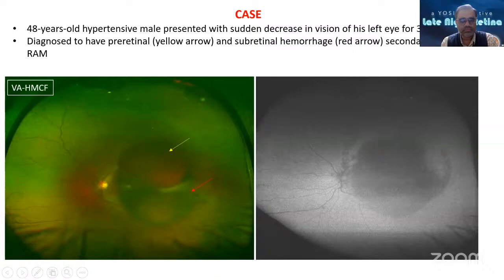A 48-year-old hypertensive male presented to us with a sudden decrease in vision in left eye for 3 days. Below, we can see the Optos fundus picture. The positive findings in the case were a pre-retinal hemorrhage along the superior arcade, depicted by a yellow arrow, and a red subretinal hemorrhage, depicted by a red arrow, along the inferior arcade, which is crossing both the arcades. On the side, we can see a fundus autofluorescence picture, which is showing a hypoautofluorescence depicting a fresh subretinal hemorrhage as well as fresh preretinal hemorrhage.